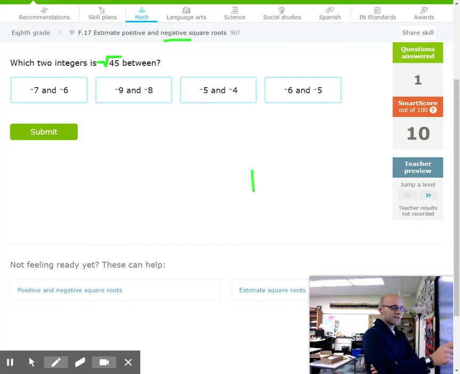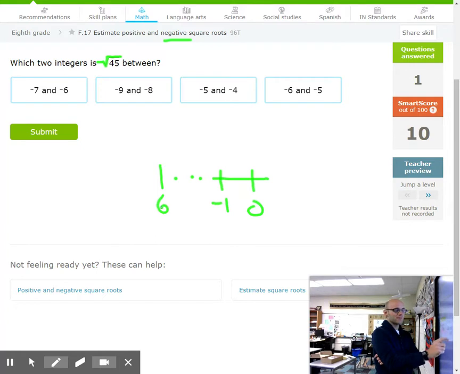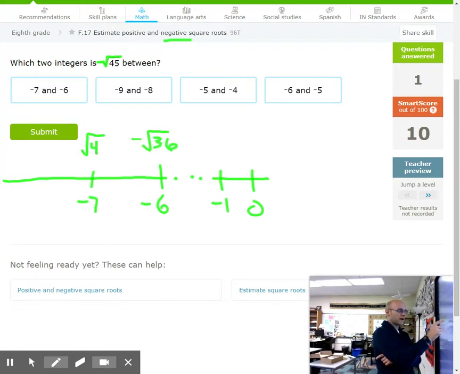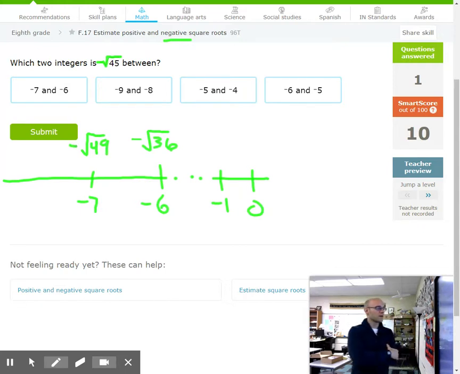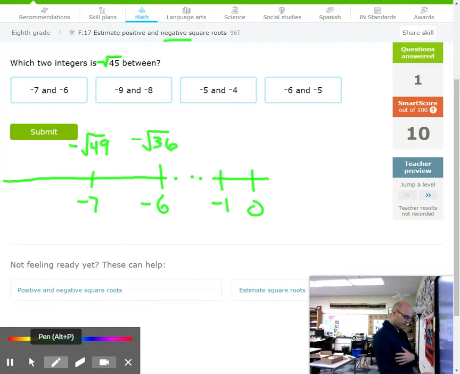And in this case, here's 0, skip a little bit. We are going to want to jump ahead to numbers closer to that. So we're thinking numbers like maybe -6, which would be square root of 36, but there'd have to be a negative sign in front of it. How about -7? That would be square root of 49 with a negative sign in front of it. And I think we're good. Negative square root of 45 would actually fall right between those ones.